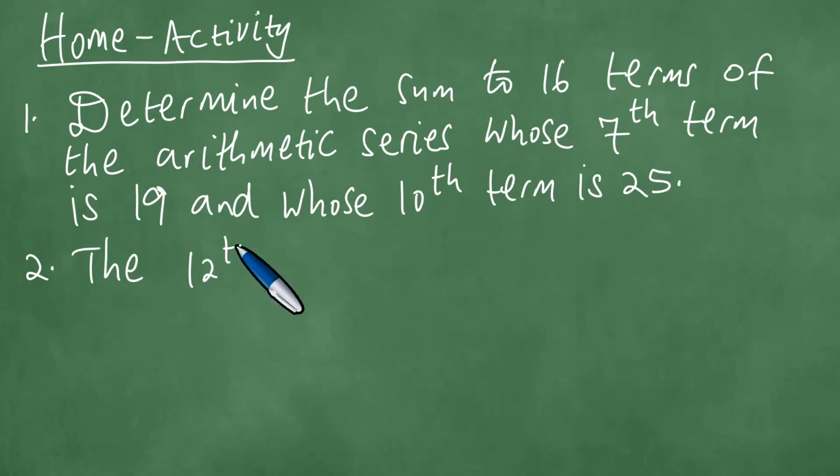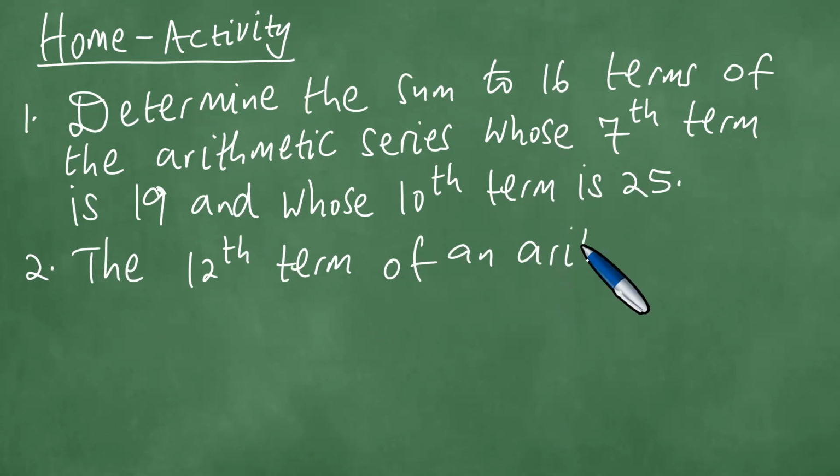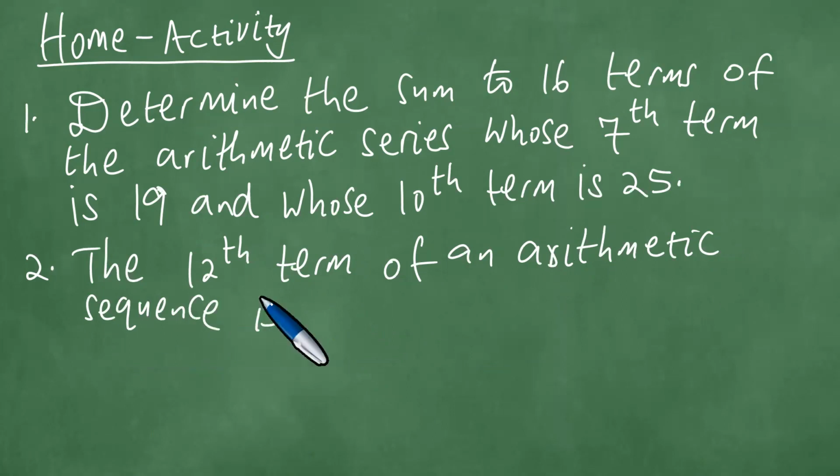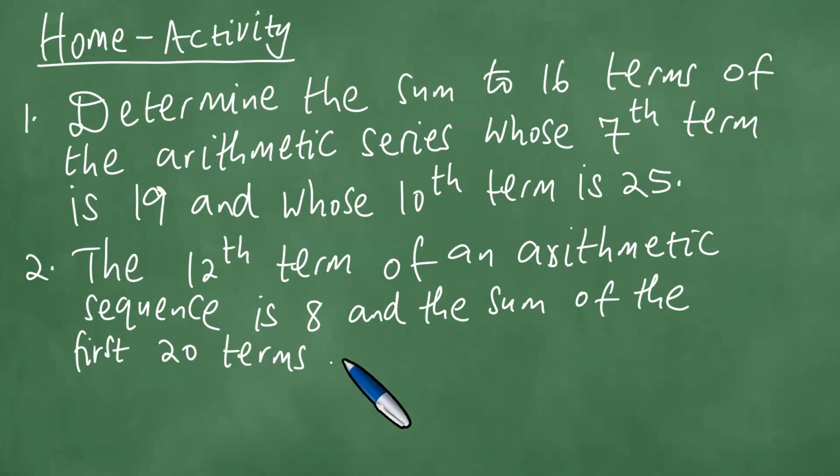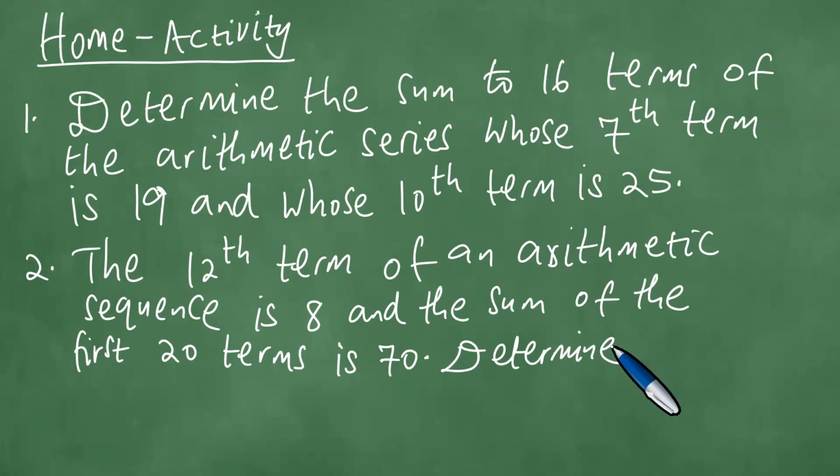The 12th term of an arithmetic sequence is 8, and the sum of the first twenty terms is 70. Determine the sequence.